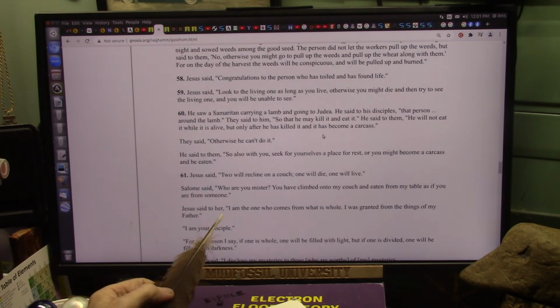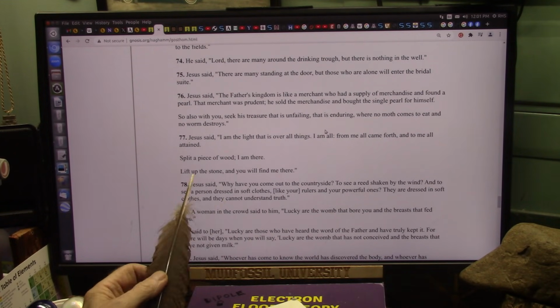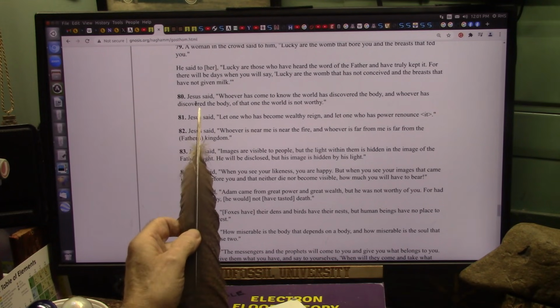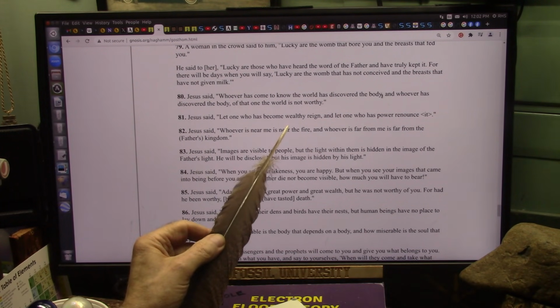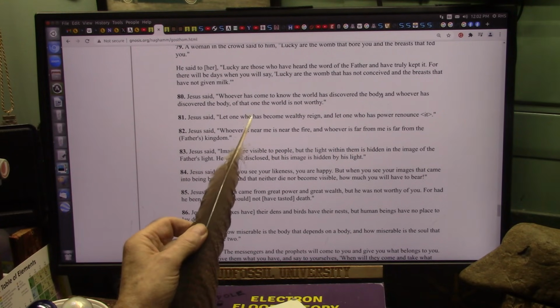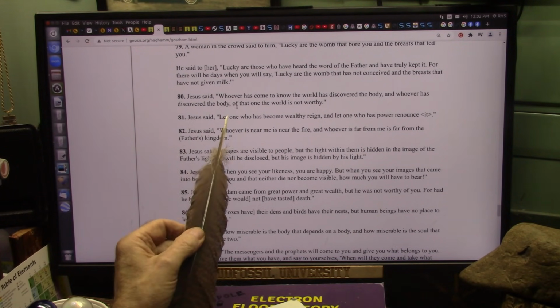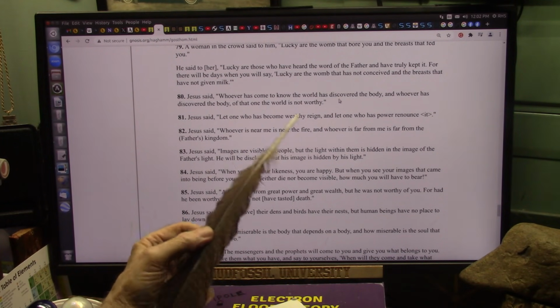And number 80 says something very similar. It's about bodies. You have to understand anatomy. Jesus said, whoever has come to know the world has discovered the body. Well, you have to know anatomy to discover the body. Whoever has discovered the body of that one, the world is not worthy. Whoever. So that's out to anybody.